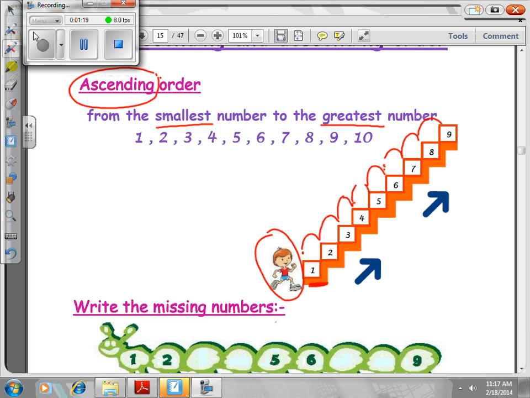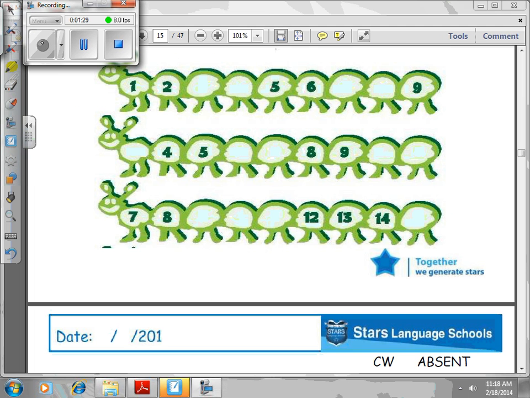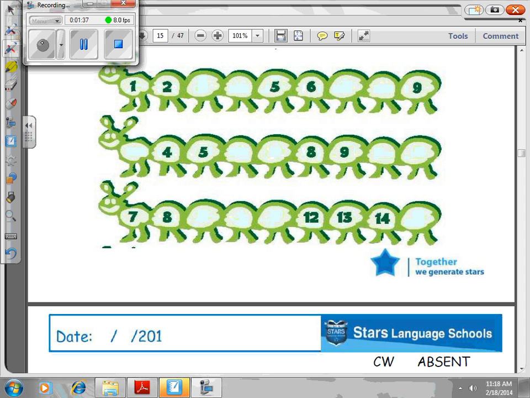So when I start to put the numbers in the ascending order, the numbers are getting bigger. Let's have an example about how to put the numbers in the ascending order. Example number 1. Here we will put the missing numbers.